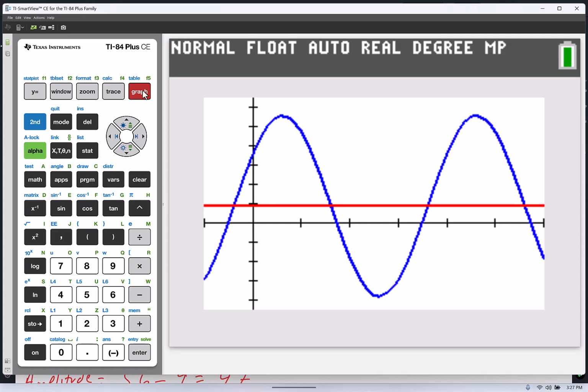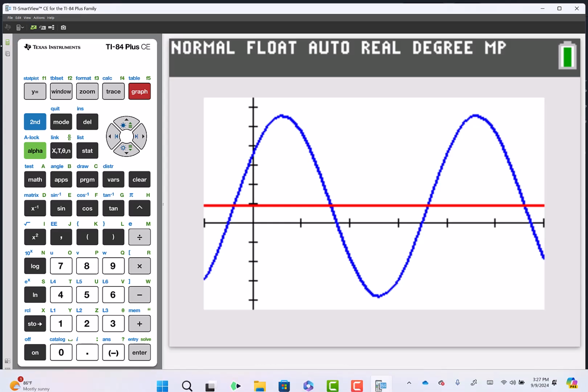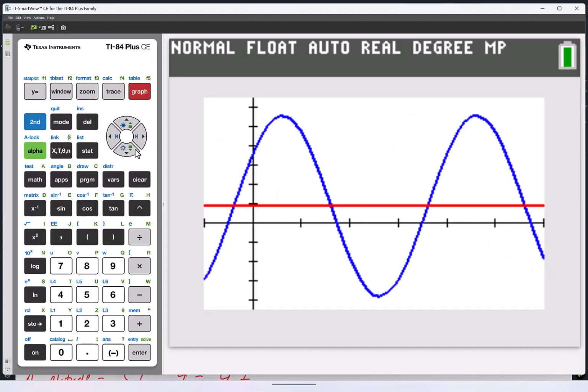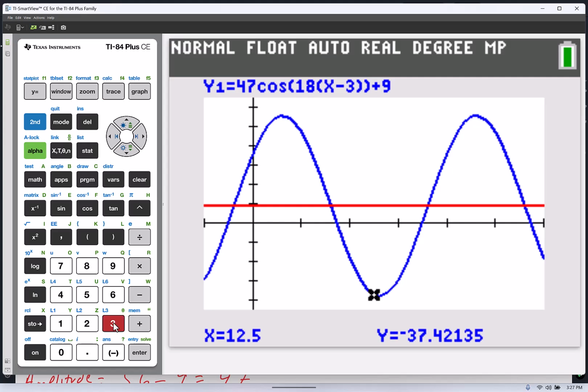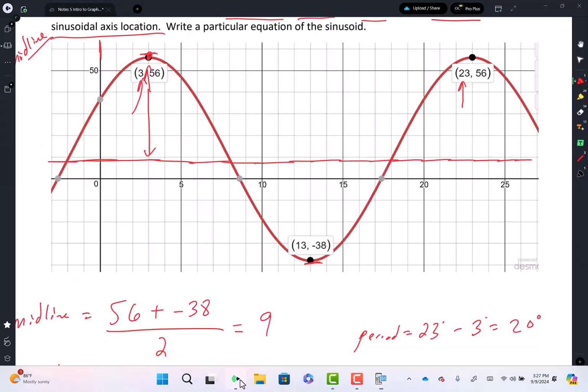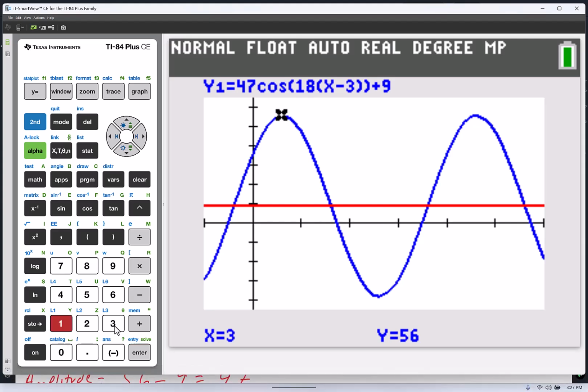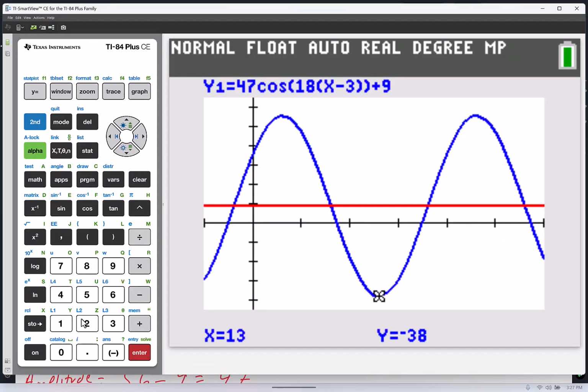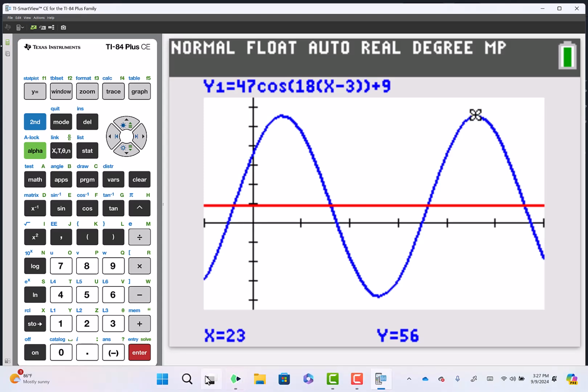All right. How do we know that this graph is the graph that we have here? What button am I going to push? Trace. I'm going to push trace and I'm going to push 3. Push enter. Is it at 56 at 3? Yes. Let's see. What else should I know? At 13, it better be negative 38. So I'm going to put 13, enter. And look at that. It's negative 38. And if you wanted to check the other one, at 23, it better be 56. Put 23, enter. We got them all. Do you see how we did it, guys? Okay. Are we getting better?